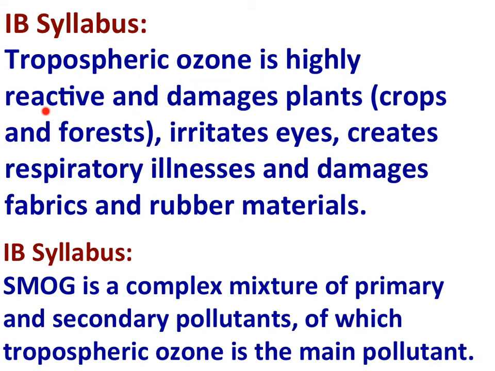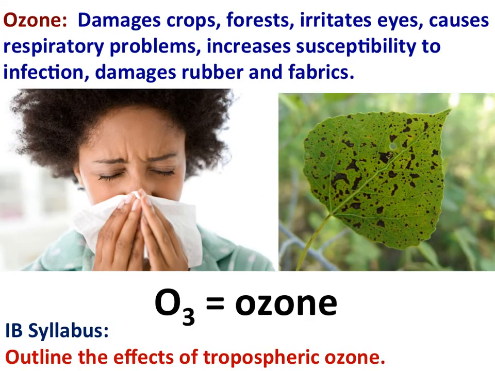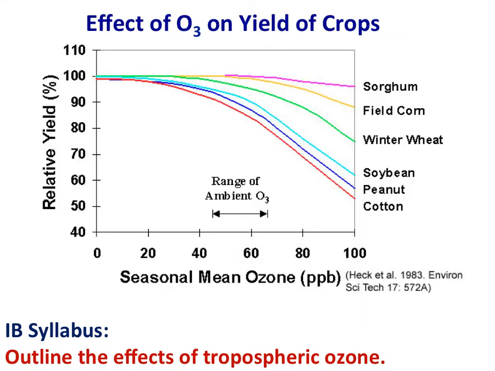Tropospheric ozone is highly reactive, damages plants, irritates eyes, creates respiratory illnesses, and damages fabrics, including rubber materials. Tropospheric ozone damages crops and forests, it irritates eyes, causes respiratory problems, increases susceptibility to infection, damages rubber and other fabrics. This graph displays relative crop yield against ozone concentration. As compared to 100% yield with no ozone, you can clearly see the negative effect of high levels of ozone on the relative yield of many crops: cotton, peanut, soybean, wheat, and corn.